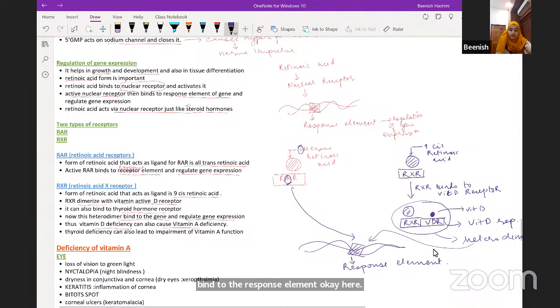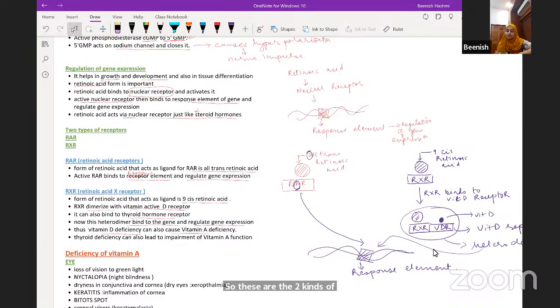So these are the two kinds of receptors for your vitamin A. Therefore, your vitamin A deficiency will be manifested also because of thyroid hormone or vitamin D deficiency, because your active RXR will not be able to bind to the response element until and unless it forms a heterodimer with the active vitamin D or thyroid hormone receptor.